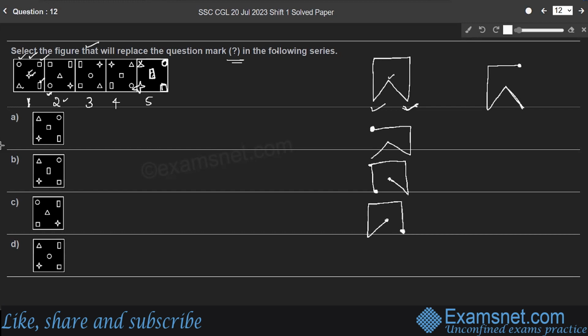right? So look at the options. In option B, exactly at the center, there is a rectangle, and yes, the triangle, circle, square and star are, yes, according to figure 5, right? So option B is the right answer.